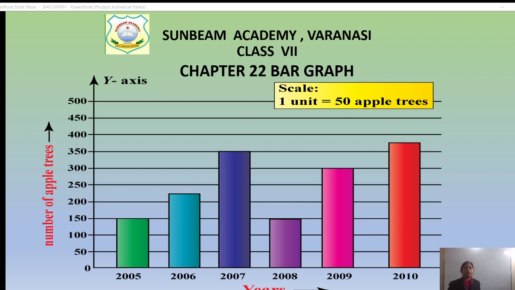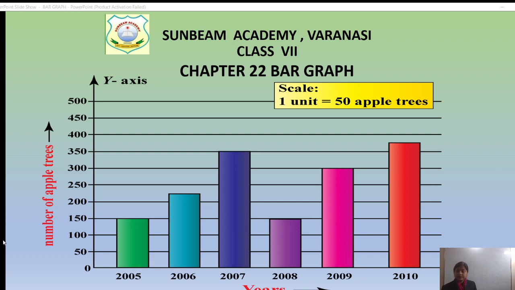1 unit is equal to 50 apples. Number of apple trees in the year 2005, in the year 2006, then 2007. So at a particular place, the number of apple trees were there, and 1 unit is written as 50, children, meaning 50 apple trees. See the data very carefully.